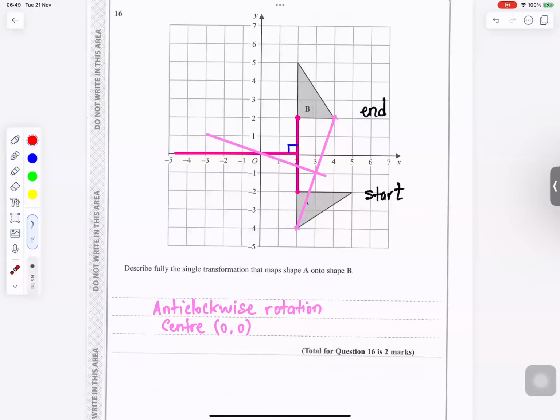Question 16. Describe fully the single transformation that maps shape A onto shape B. So we want to go from A, where we start, to B. You have to get tracing paper. It will help you to quickly work out the center. You put it over shape A, and then you keep trying different centers, but you find out when you put it at the center there, and you rotate it anti-clockwise, then you get to shape B.